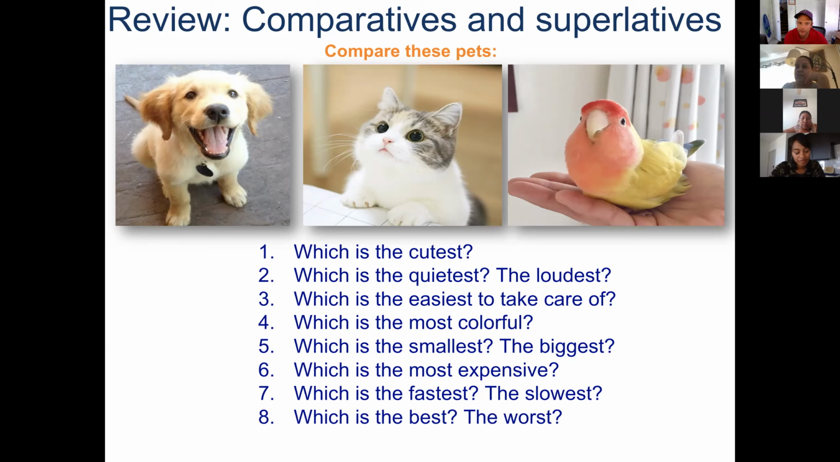Which one is the slowest, do you think? I don't know. I would probably guess the dog. In your opinion, which is the best and which is the worst? The best is the dog, and the worst, the cat. I don't like cats. It's an opinion, right? It doesn't matter. For me, the dog is the best and the bird is the worst. I'm not a big fan of birds.